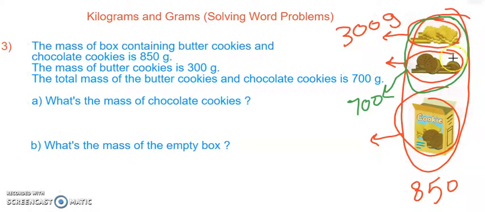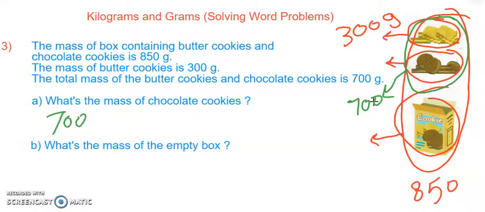We need to know the mass of the chocolate cookies and the mass of the box. First, what's the mass of chocolate cookies? Well, this is easy. We know the mass of butter cookies and chocolate cookies all together, right? Which is 700. We write it here.